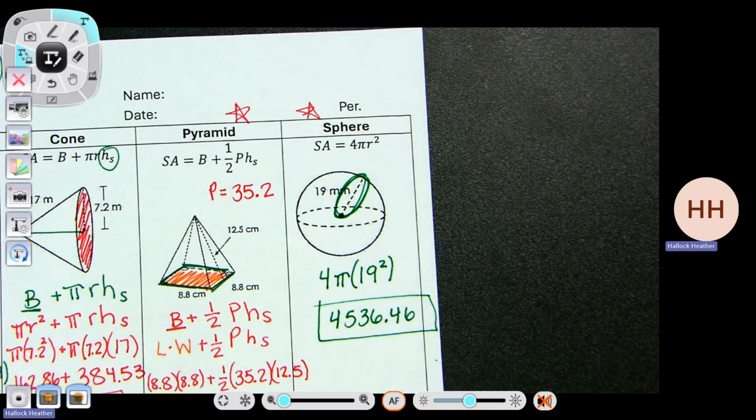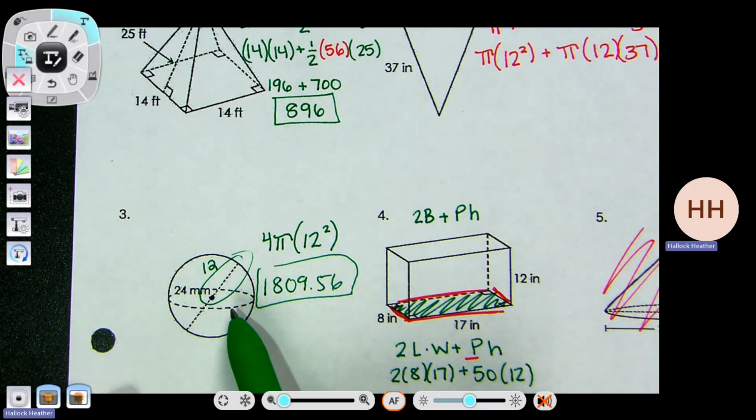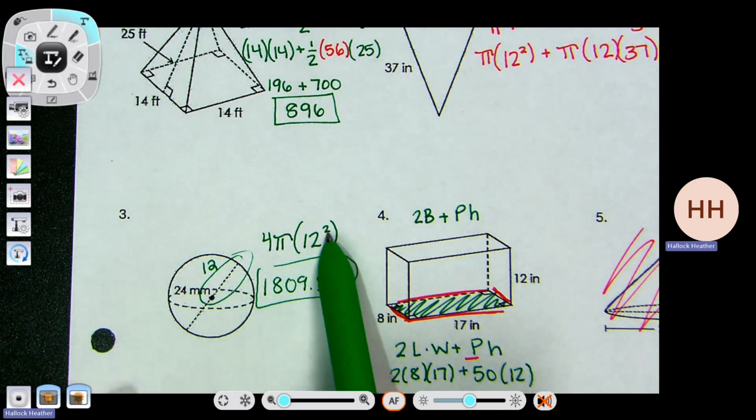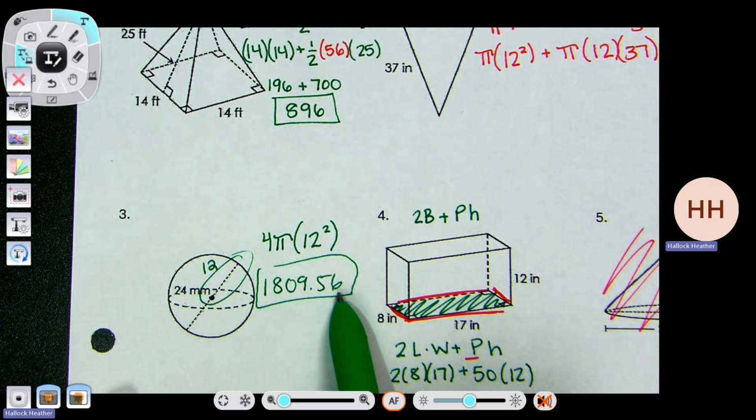1,809.56. That's correct. Yay. Okay. So for number 3 at the bottom, you should not use 24. You should be using 12. 24 is the diameter. You need the radius, which is 12. So 12 squared is 144. 144 times 4 times pi gives you 1,809.56.